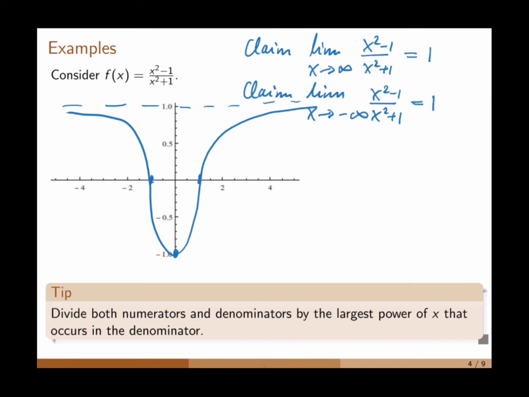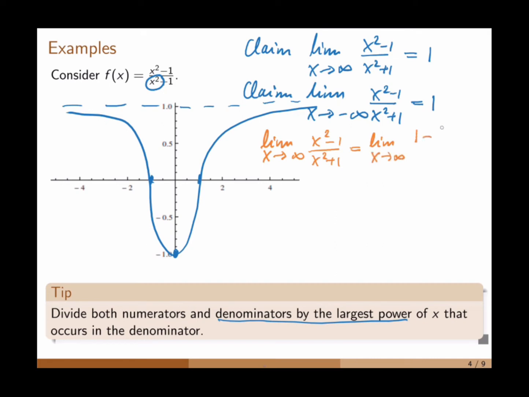Can we prove this? We want to do some mathematics, right? So let's do some math. The idea for a rational function is to take the highest power in the denominator, so I wrote it right here as tip, the largest power of x in the denominator, and then we divide the numerator and denominator by this power. So the largest power here is x squared. So then we do what I just said, and we write the limit as x goes to infinity of x squared minus 1 divided by x squared plus 1, and we divide numerator and denominator by x squared.